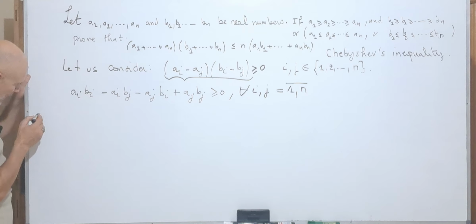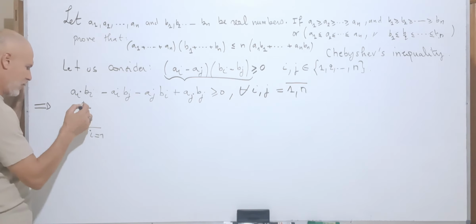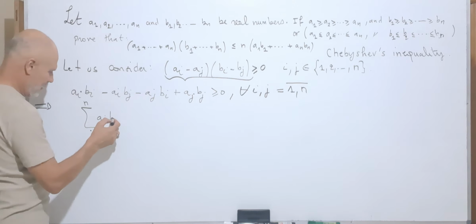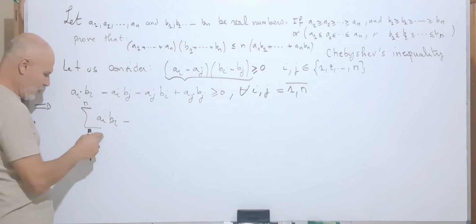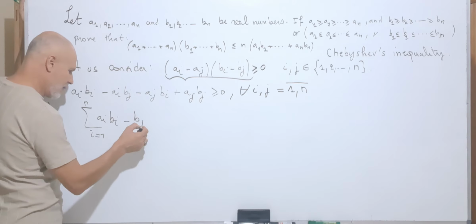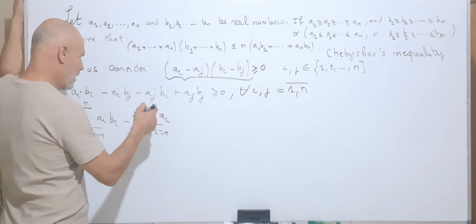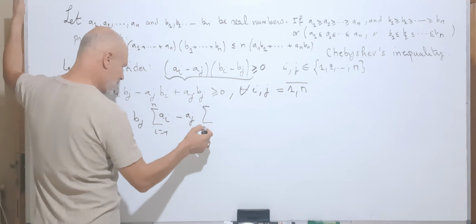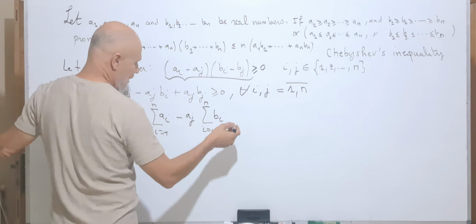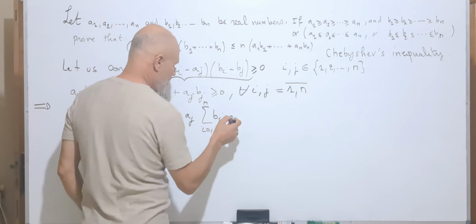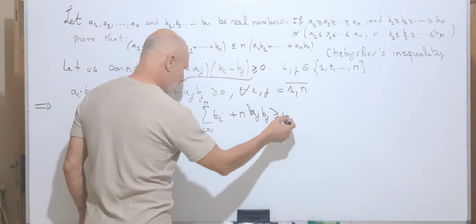Since this is positive, this implies that if we take the sum over i equal 1 to n of ai bi minus ai bj, since b depends on j, bj is constant with respect to the sum over i. This means we have all the right to write this. Here aj is constant with respect to the sum, because we are summing with respect to i. And here there is no i, so this will be added n times. This means plus n aj bj, which is greater than or equal to zero.